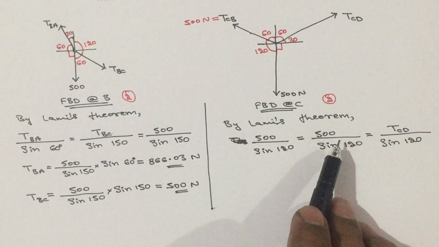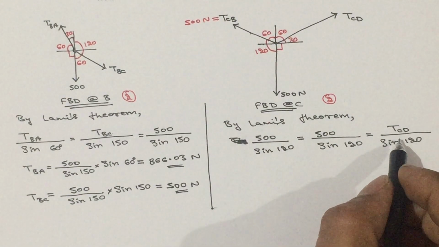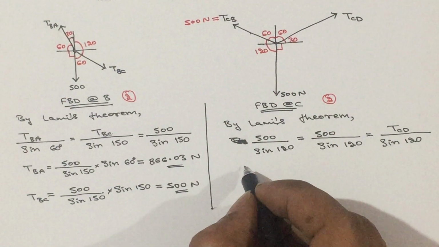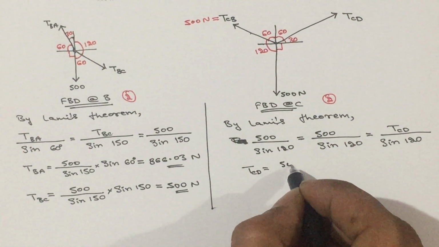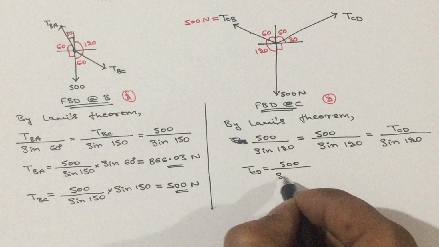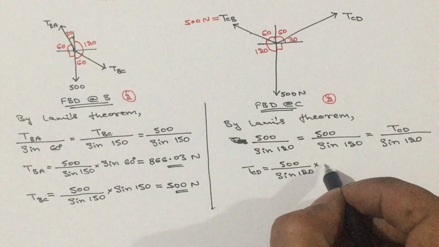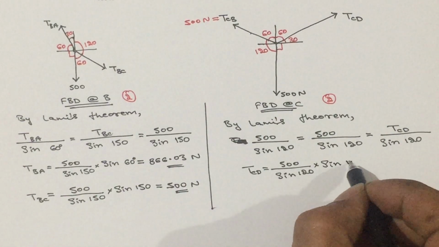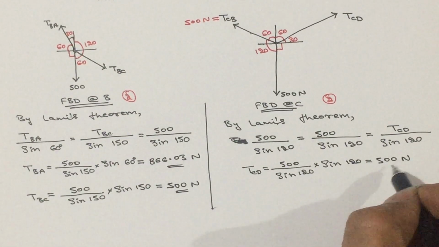So, select the last part and the first part or second part. I am going to select the last part and the second part. Therefore, TCD you are going to get it as 500 divided by sine of 120 multiplied by sine of 120, you are going to get it as 500 Newton.